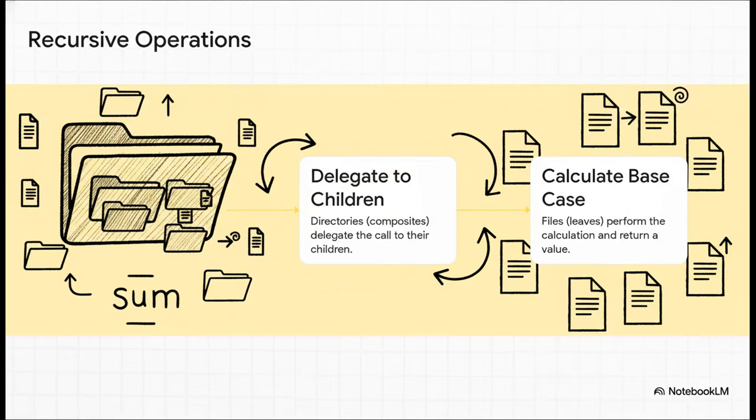And here's where it all comes together. When you want to do something like calculate the total size of a directory, you just call count size on that top-level directory object. That directory then just iterates through all of its children, calling count size on each one. If a child is a file, it just returns its size. If it's another directory, well, the process just repeats itself all the way down. This recursion happens seamlessly and your client code stays beautifully simple.